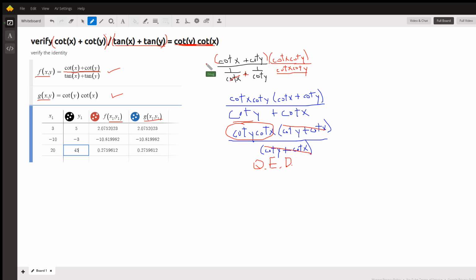So I strictly worked down the left side. If you were going to be very precise, you'd probably write this on every line. Cotangent x, y, cotangent x, carry it all the way down.